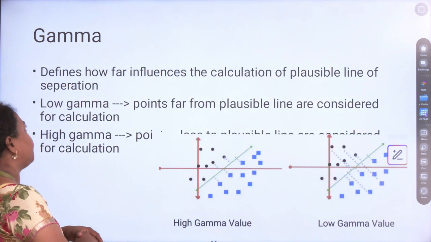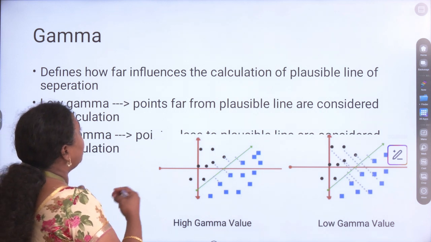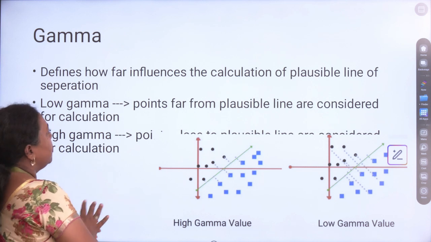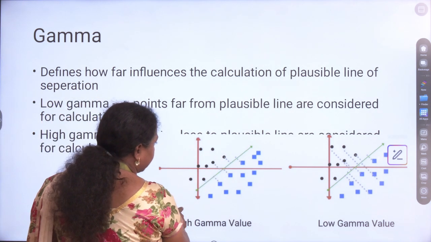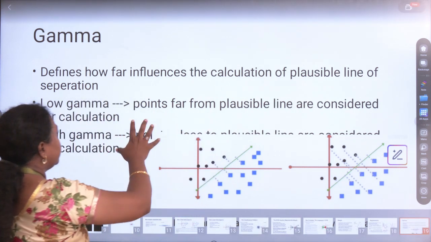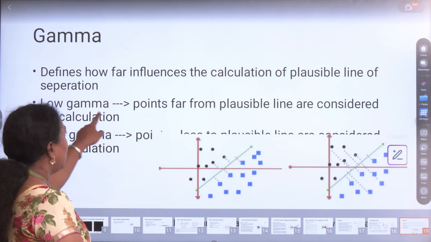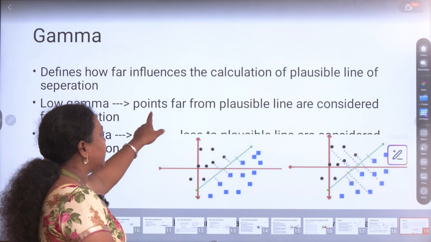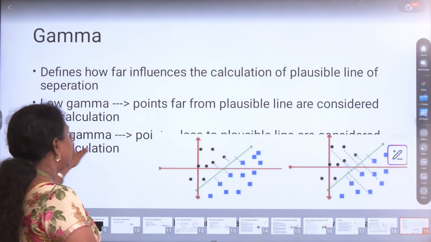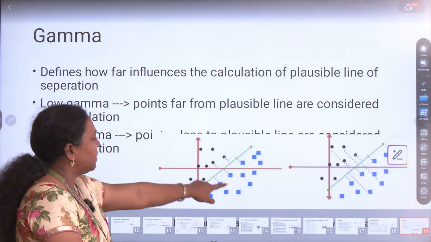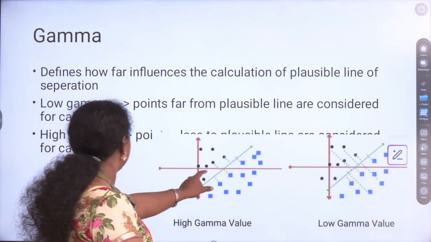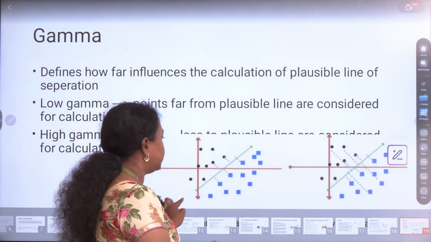The next parameter is gamma. This defines how far the influence of the data reaches. There will be a calculation of a possible line, which is nothing but the separation. We are seeing what the distance is between this line and the data, and how much it influences the other data. Low gamma means points far from the possible line are considered for the calculation. So that is far away. These are the low gamma points, and the high gamma points are the ones considered very close to the possible line.